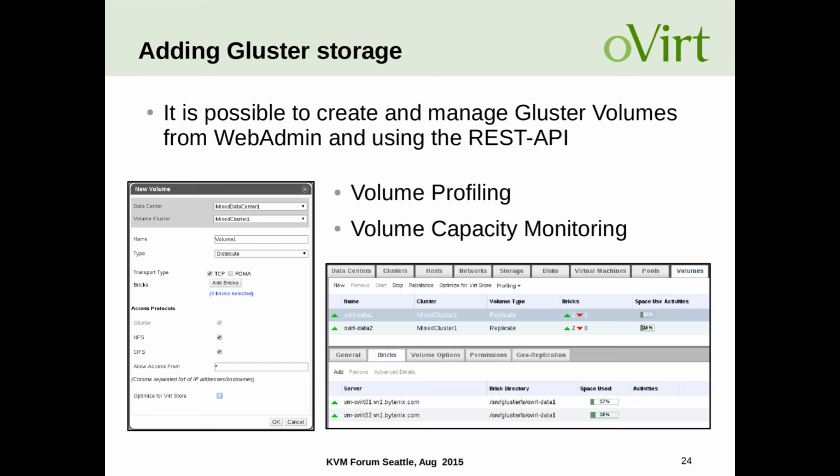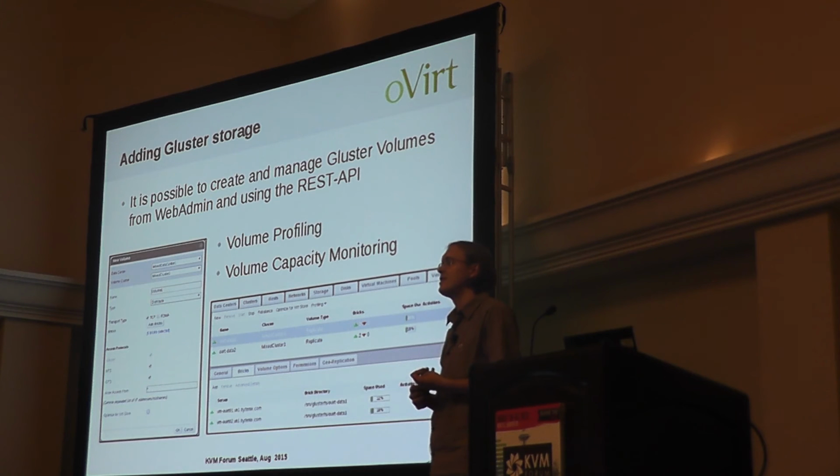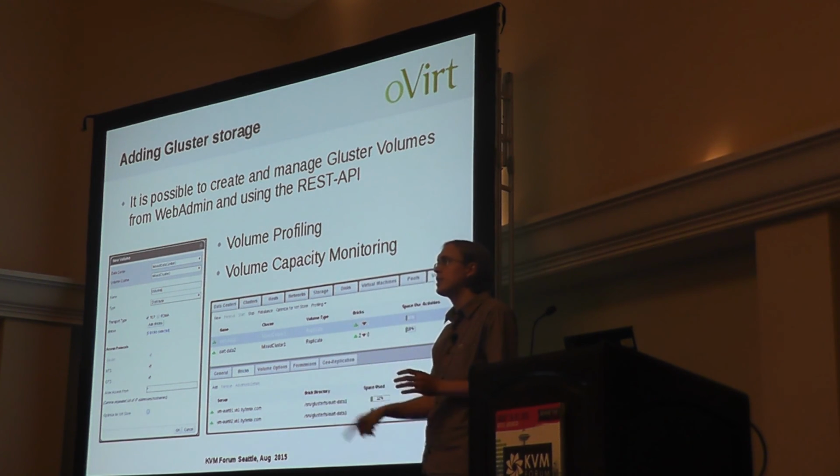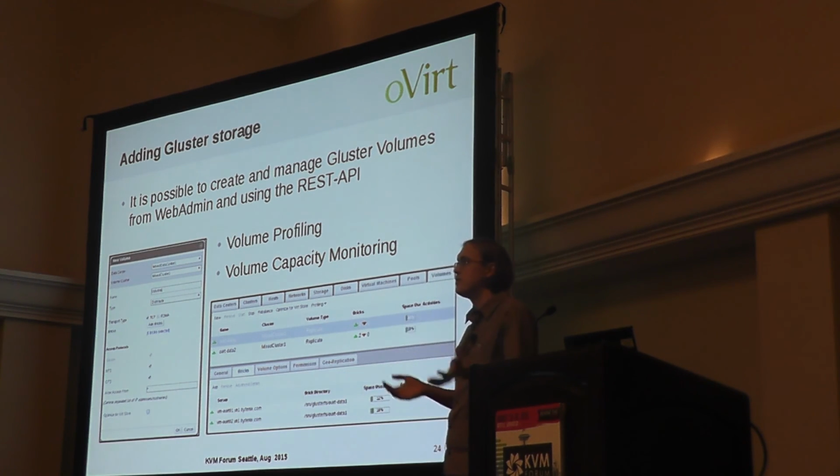Now, adding Gluster storage, we have Gluster management in the web management UI. We've had it for some time, but it's constantly improving. So basically, when you want to add a new Gluster volume, you don't have to go to the node and execute the Gluster commands. That was only needed for the bootstrap. You select volumes, click add volume, and then you just give it the path to the bricks, and it will create a new volume for you.